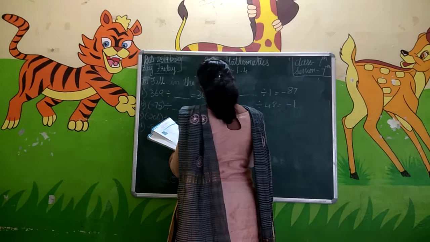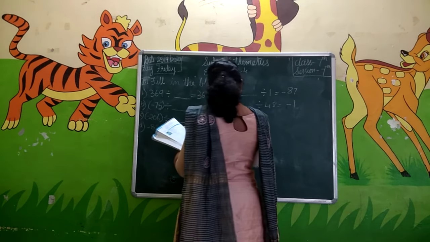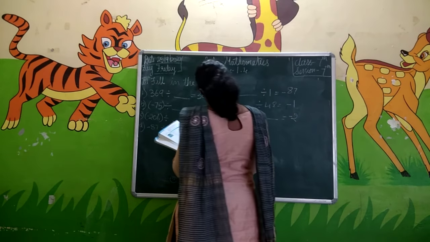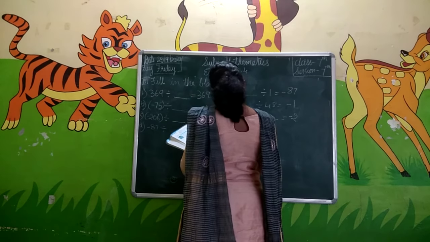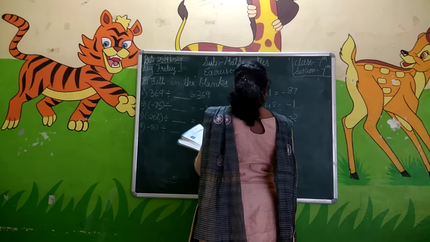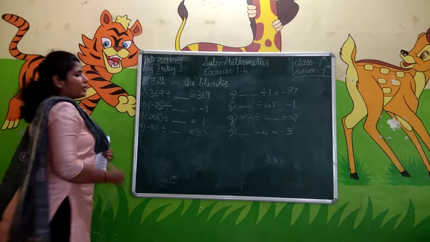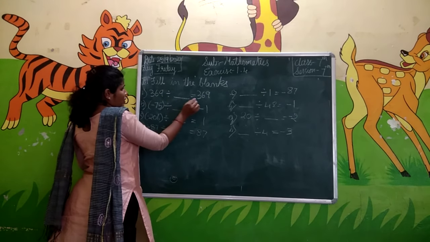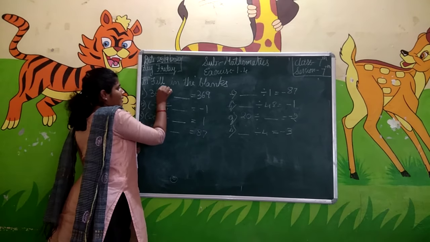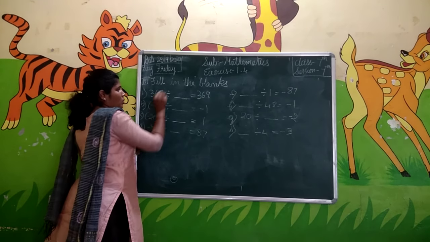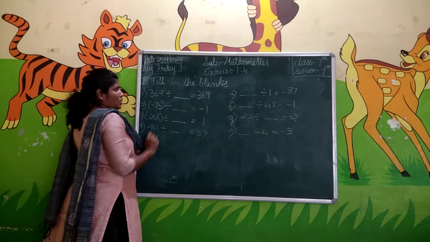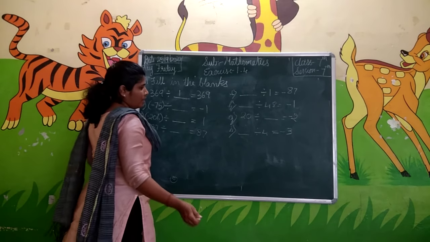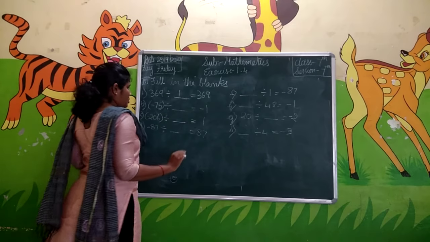As 1. 20 divided by dash equals minus 2. 1 divided by 4 equals minus 3. These are the questions given here. Now I have to fill the blanks. If we get the same answer as the question, then which number did I divide by? If you multiply by 1, you get the answer 369. So the answer is 1. 369 divided by 1, the quotient will be 369 itself.